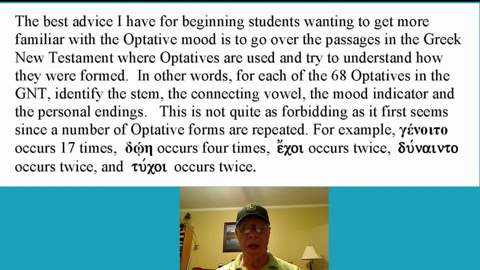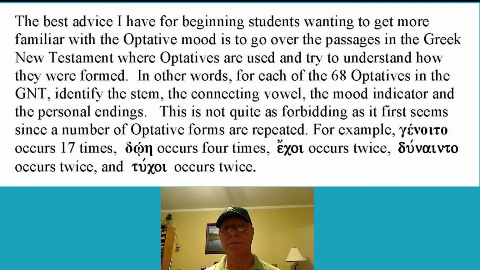This completes the optative mood examples we wanted to look at in this video. The best advice I have for beginning students wanting to get more familiar with the optative mood is to go over the passages in the Greek New Testament where optatives are used and try to understand how they are formed. In other words, for each of the 68 optatives in the Greek New Testament, identify the stem, the connecting vowel, the mood indicator, and the personal endings.